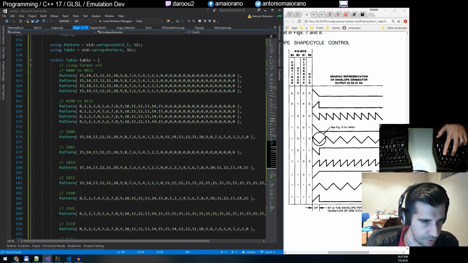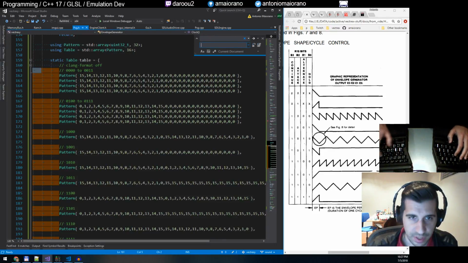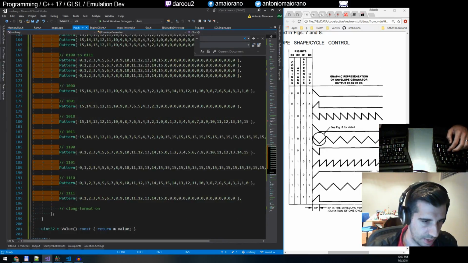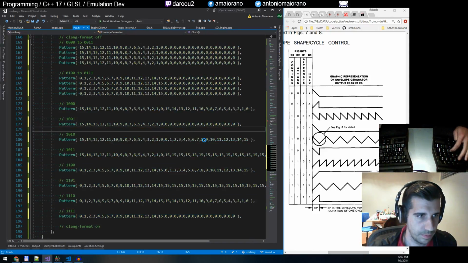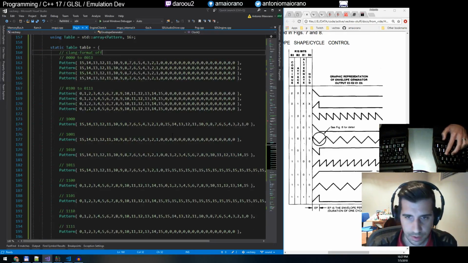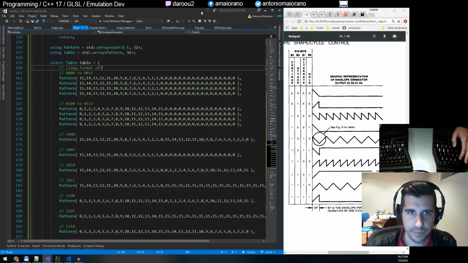Okay. And then one more thing, I want to replace my tabs with spaces in here. Since I'm not Clang formatting this, I end up with the spaces that come from Visual Studio. And I don't want that. Okay. So there's our table.